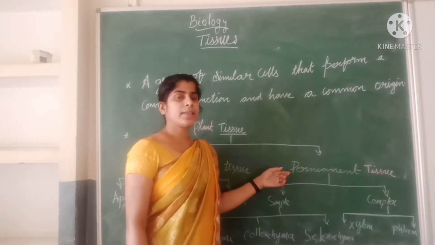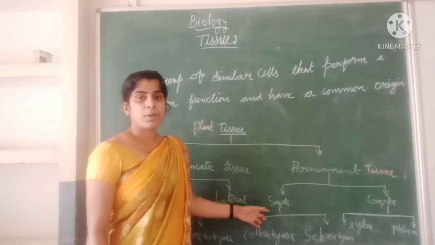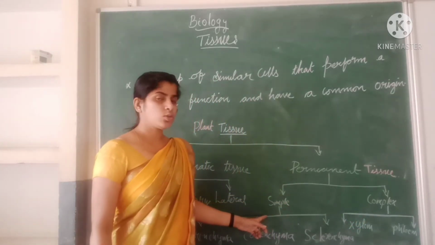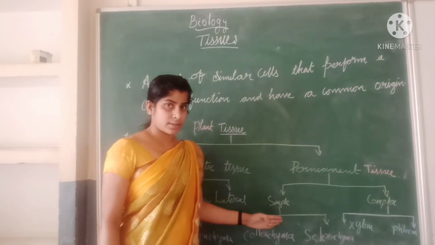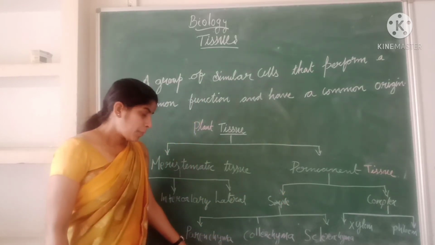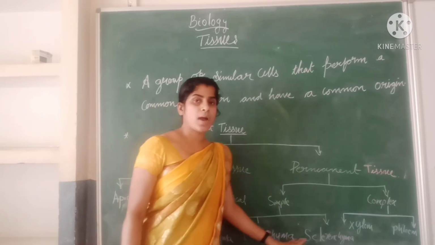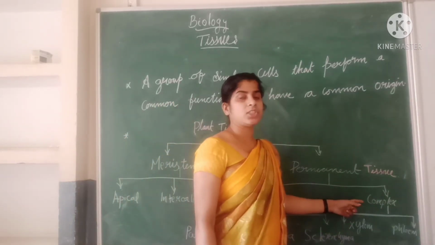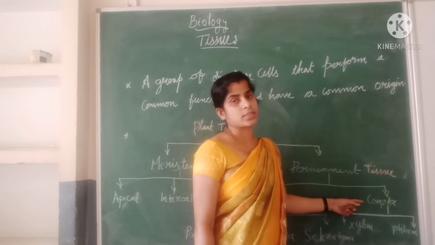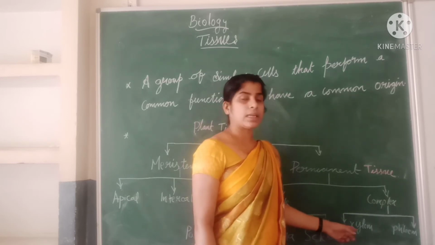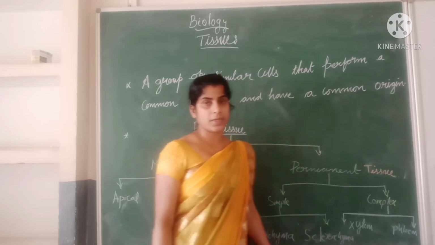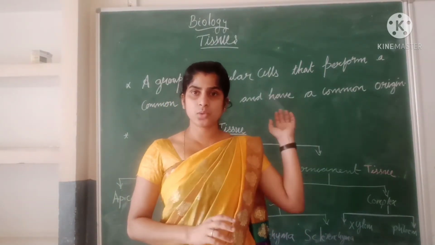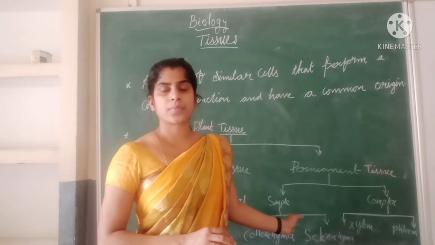Permanent tissue is again divided into two: simple permanent tissue and complex permanent tissue. Simple permanent tissue is divided into three: parenchyma, collenchyma and sclerenchyma. And complex permanent tissue is divided into two forms: xylem and phloem. So I hope all of you understood this topic, tissues and their classifications.